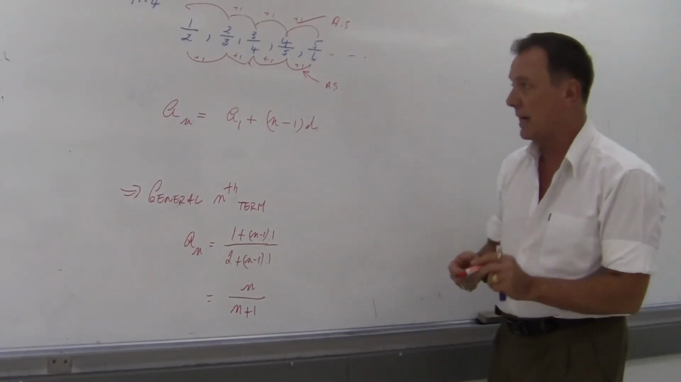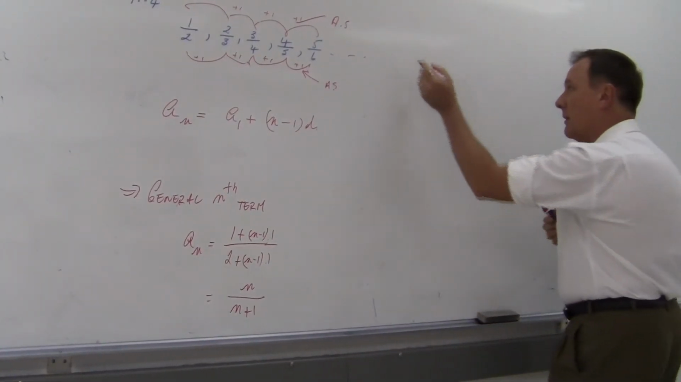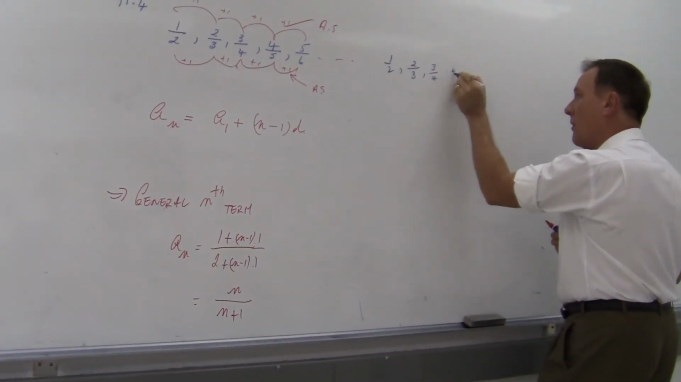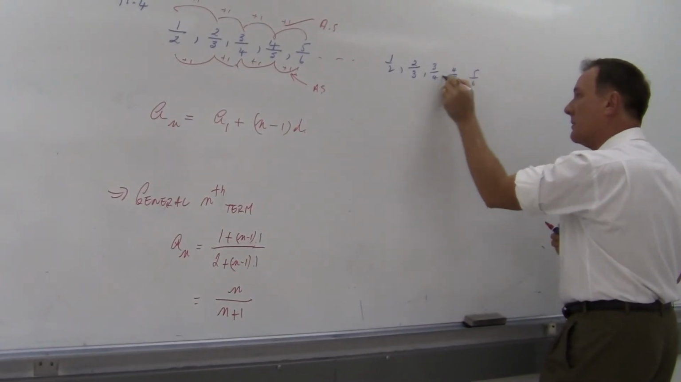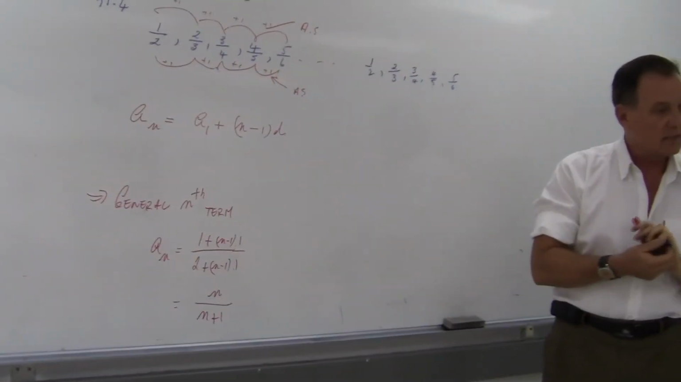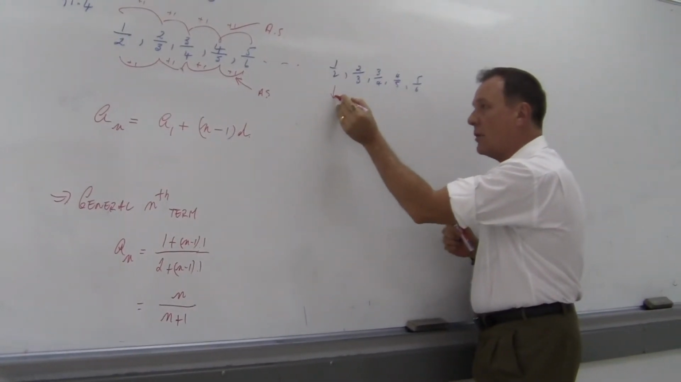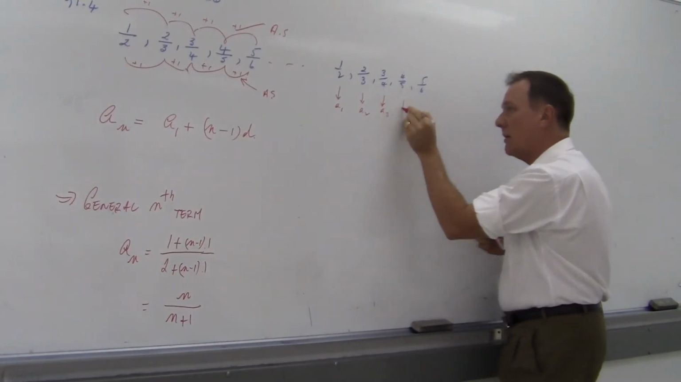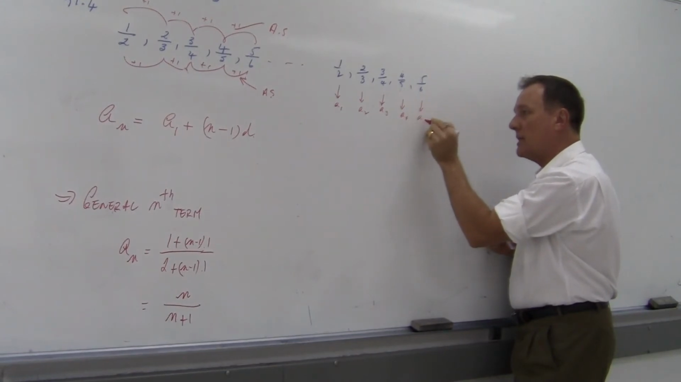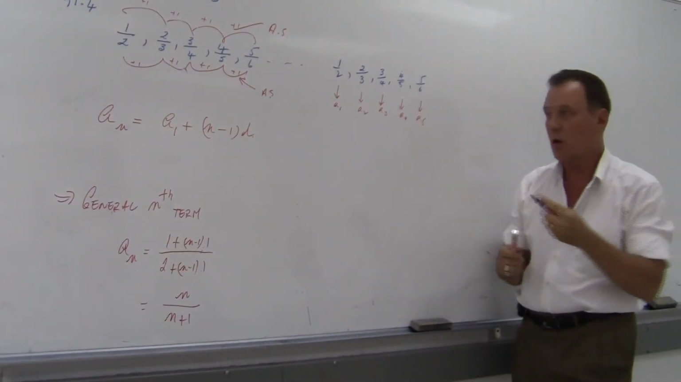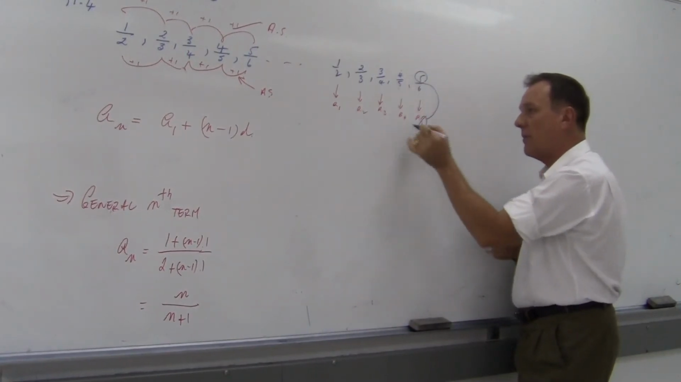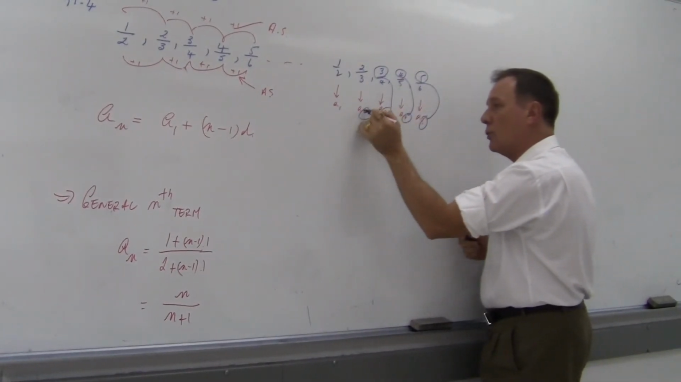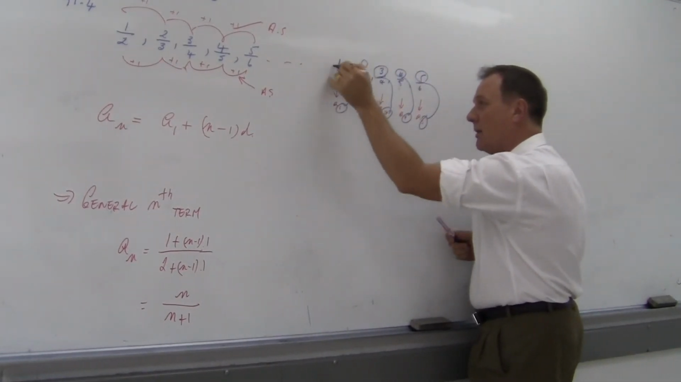Now, how else could it have been done? Let's have a look at that for a moment. One half, 2/3, 3/4, 4/5, 5/6. I could have done this just like I did in the introductory lessons. I could have said, there's the first term, there's the second one, there's the third one, there's the fourth one, there's the fifth one. And then we could have gone 5, 5, 4, 4, 3, 3, 2, 2, 1, 1.